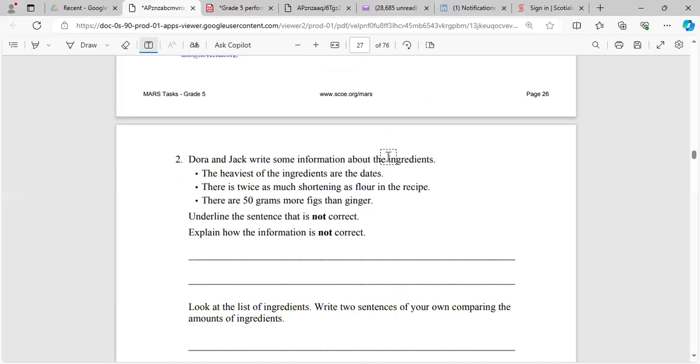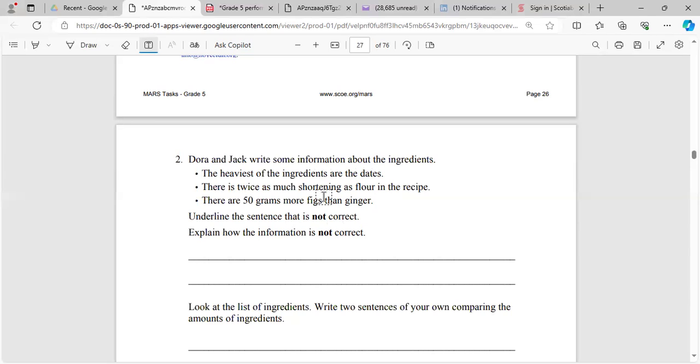It said Dora and Jack write some information about the ingredients. The heaviest of the ingredients are dates. There is twice as much shortening as flour in the recipe, and there are 50 grams more figs than ginger. Underline the sentence that is not correct. Explain how the information is not correct.